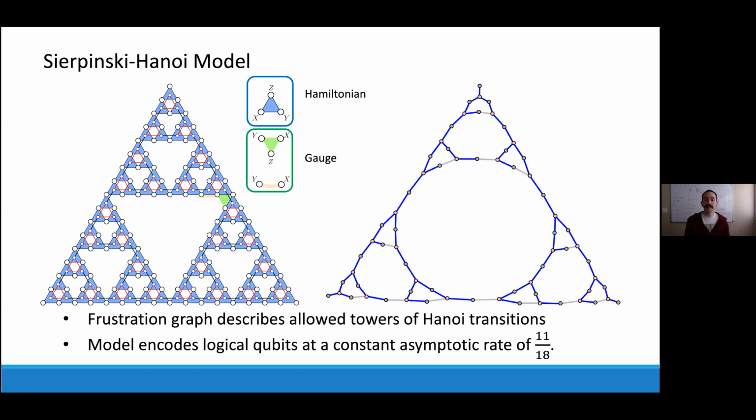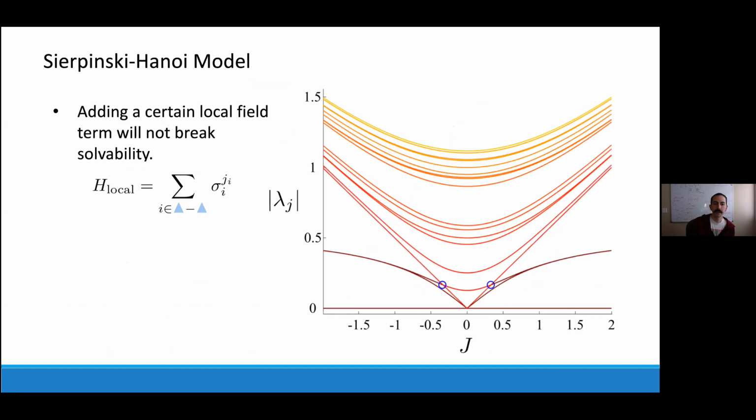And this is a model that I've not seen in the literature before, that we call the Sierpinski-Hanoi model, because it's related to the Sierpinski triangle and the towers of Hanoi. So you can write down Hamiltonian terms that look like this. There are certain gauge degrees of freedom. I'm gonna skip over this a little bit quickly, but this model encodes logical qubits at some fixed asymptotic rate. You can solve this Hamiltonian by mapping it to free fermions using the tools that I've described in this talk. And Adrian did this calculation and you can find the spectrum.